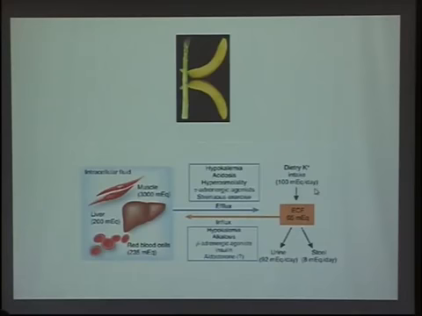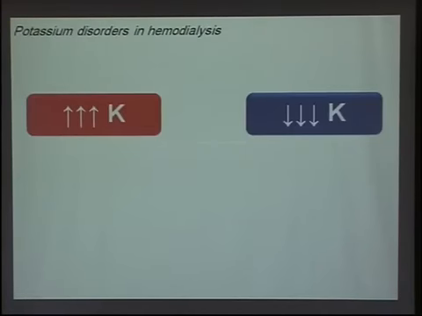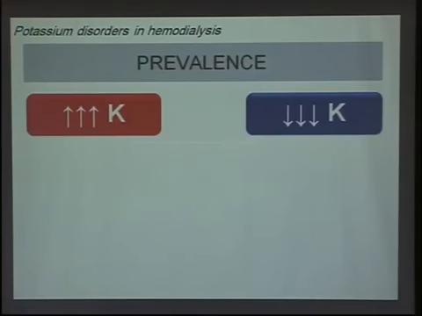We receive about 100 milliequivalent of potassium in diet daily, and we excrete nearly a similar amount of potassium, mainly in the urine. That's why when we have kidney disease, there will be impairment of potassium excretion and hyperkalemia. So my talk today is about dyskalemia in hemodialysis. So it might include hyper or hypokalemia.